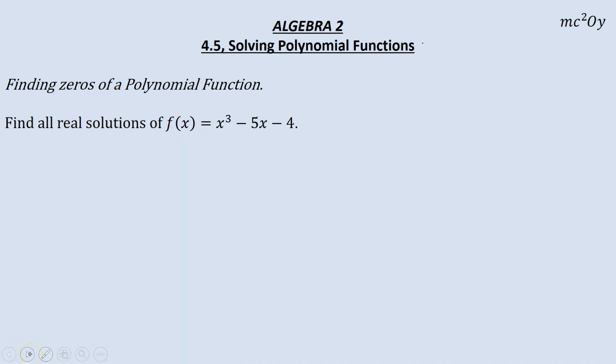All right, well, let's go ahead and try another one. Finding zeros of polynomial functions. So find all the real solutions of x cubed minus 5x minus 4. All right, so on this one, once again, first I can't do anything. I can't factor. This is a third degree, that's a first degree. I can't do quadratic or form factoring for quadratics there.